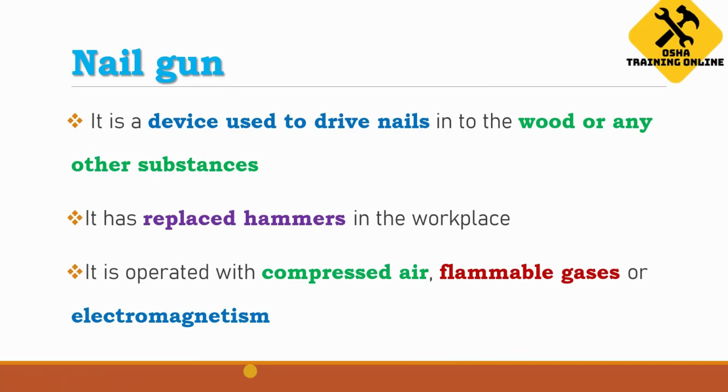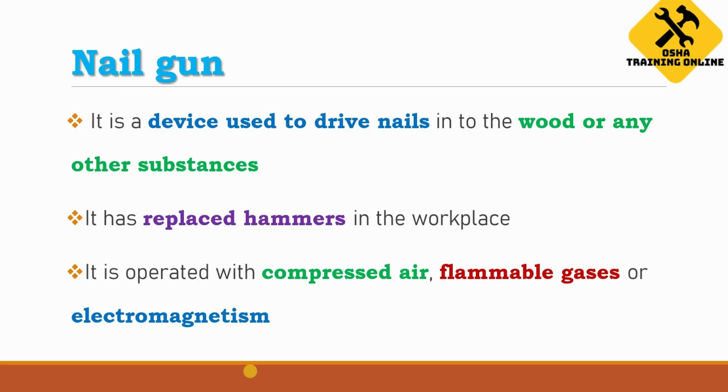Now, let us discuss what the use of a nail gun is. It is a device or tool used to drive nails into wood or any other material or substance. In the initial days in the workplace, hammers were used to strike nails into wood or other materials. Then those hammers were replaced by the nail gun in the workplace.